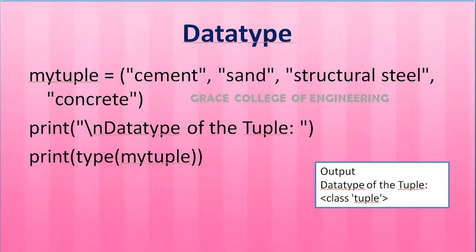If you want to know the data type, my tuple is created with the elements, then print the data type of the tuple. Use print type of that variable, which is my tuple given here. The output is the data type of the tuple which we have given in the print statement. While executing the type of my tuple, you will get the output like this: class tuple.